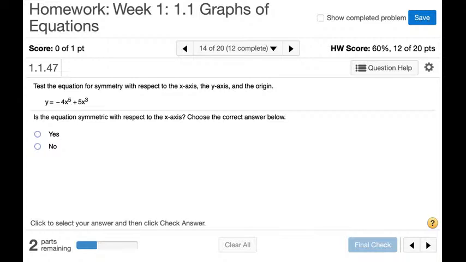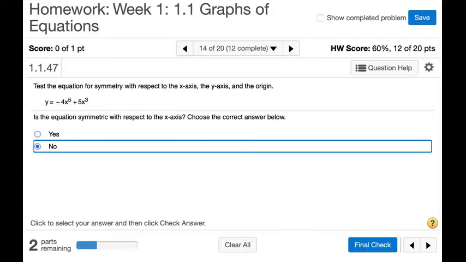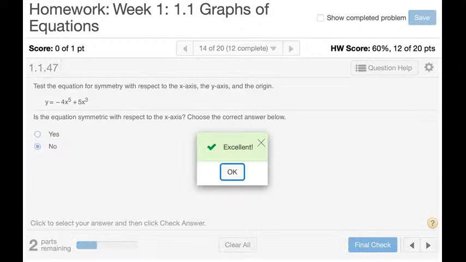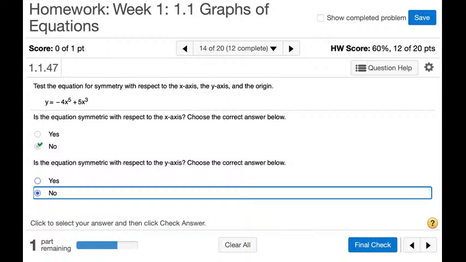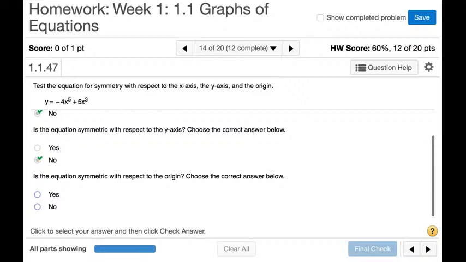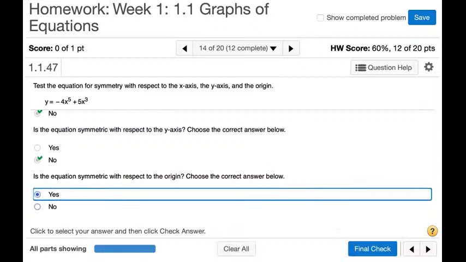Test the equation for symmetry with respect to the x, y, and origin. Okay, let's see. That's going to be negative, negative. So this one is behaving like an odd function. So that's going to be origin symmetry. I'm going to say no on this one. Y, I'm going to say no. And then the last one should be yes. If I need to show details, let me know, and we can walk through them on that one, because I know I kind of did it all in my head.